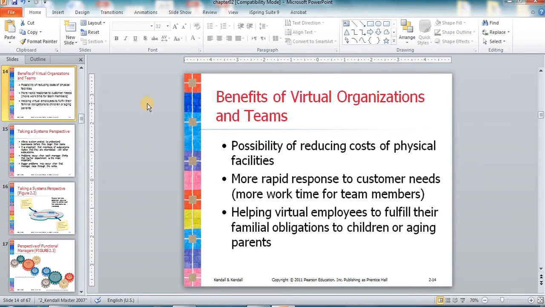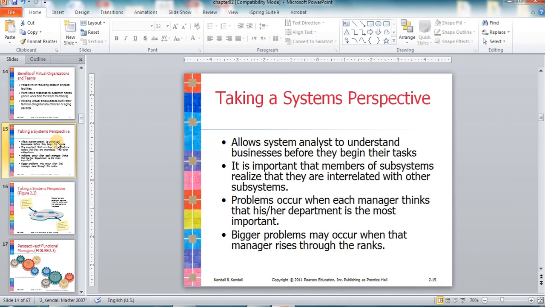This was in general a quick overview about virtual organizations. Now let's go back to the concept of the system perspective of an organization. As I said before, it's very important for the software engineer to understand the business operations and how the business operates, what the various business functionalities and services are within any organization, before designing the software for the organization.